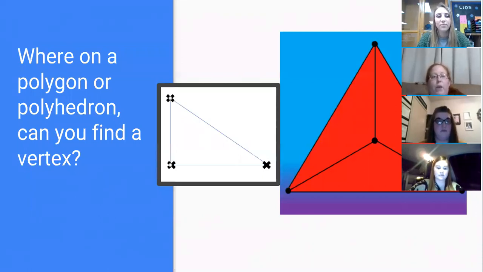Chelsea, where on a polygon or a polyhedron can you find a vertex? Okay, so first, does anybody know what a vertex is? No. Can you explain that? Well, a vertex is where 2 rays meet at a point. So now we're going to find them on the figure. On this first figure, the right angle triangle, I have marked the vertices with an X. Where 2 rays meet is where you have a vertex. And again on this polyhedron, you can see in the black dots where the vertices are located.